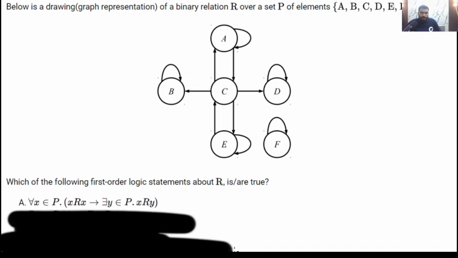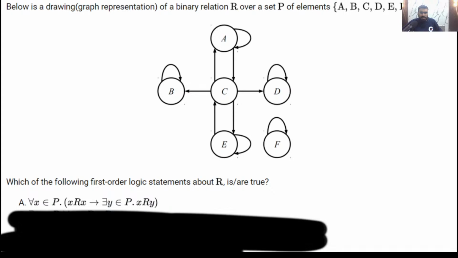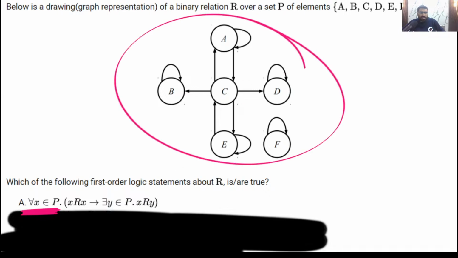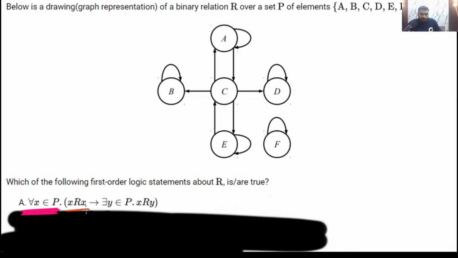So let's see option number A. Focus on option number A. Is this true or not? The option is saying that for every element in this set, if it is related to itself, then there is some element to which it is related. If X is related to itself, then there is some element to which X is related.